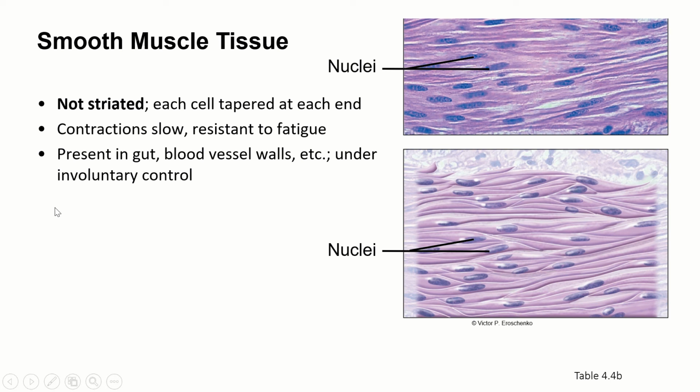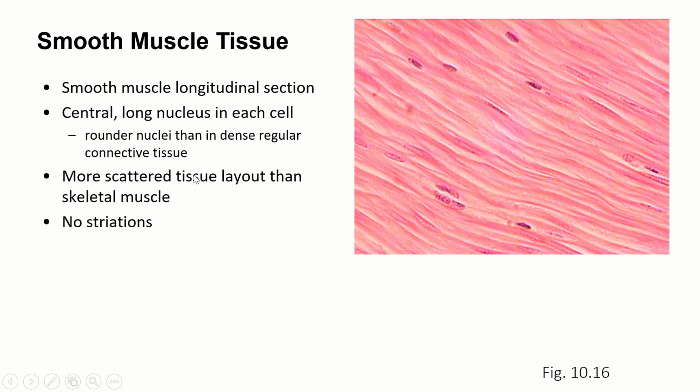So smooth muscle tissue, again, we see them in the wall of the digestive system or the gut, in the walls of the blood vessels. They're all under involuntary control. And this is what it looks like on a microscope slide. So you can see the oval cells. If you look carefully, you can kind of see the edges of cells. They can be kind of hard to distinguish where the ends of the cells are. But the nucleus is long, but it's not quite as smushed as it is in dense regular connective tissue, okay?